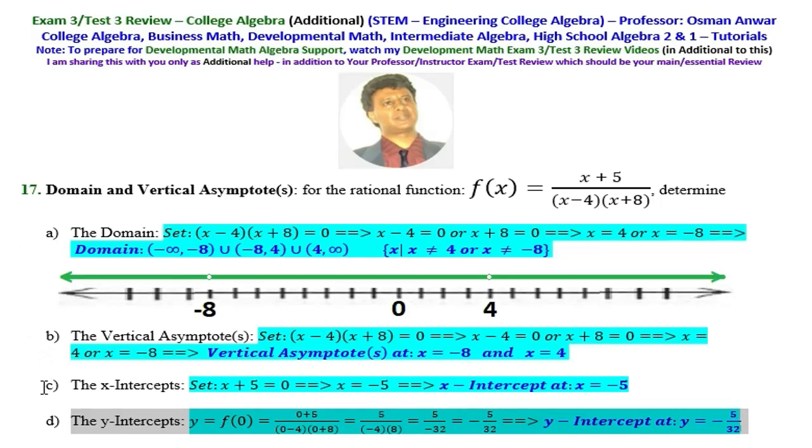Then find the y-intercept. The y-intercept is y equals f of 0. That is equal to 0 plus 5 over 0 minus 4 times 0 plus 8, which is 5 over minus 4 times 8, which is 5 over minus 32. That is equal to minus 5 over 32. So the y-intercept is at y equals minus 5 over 32.